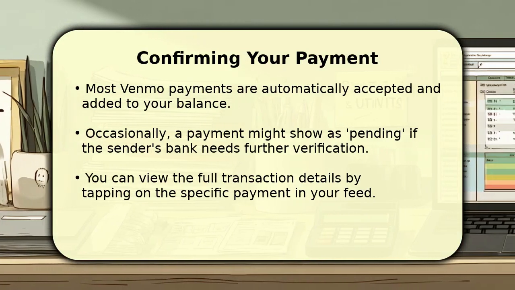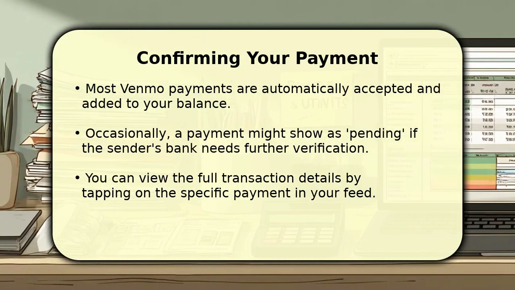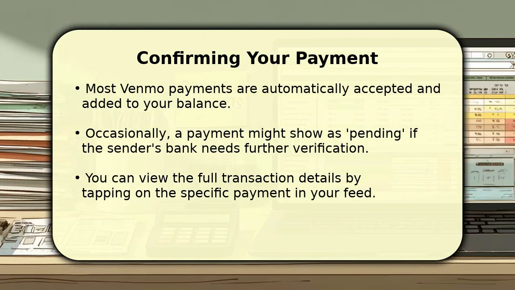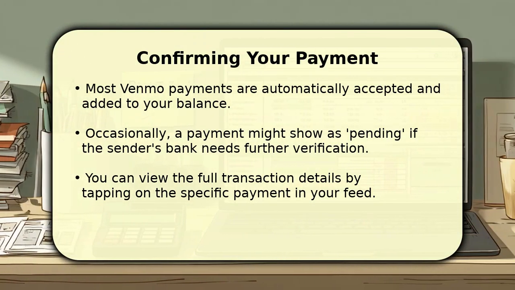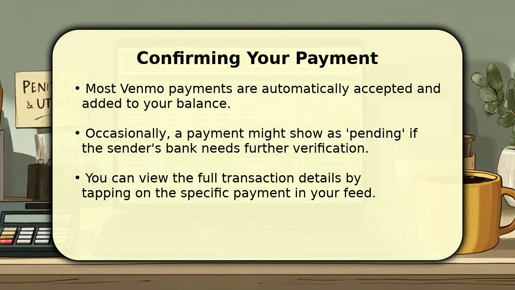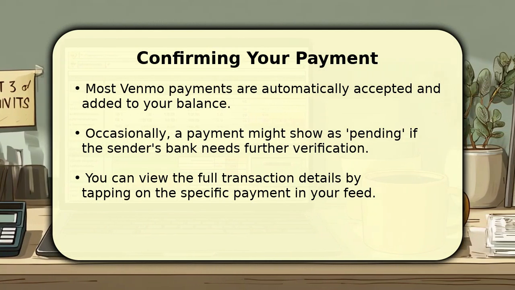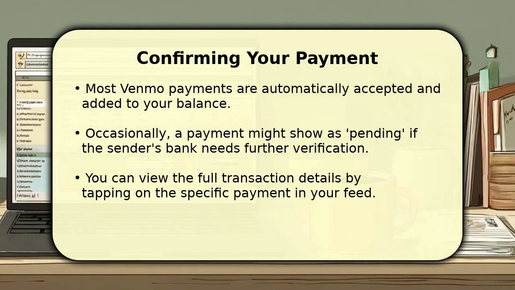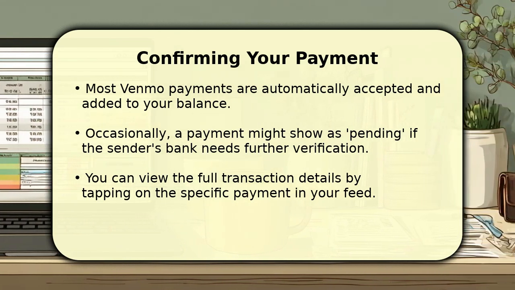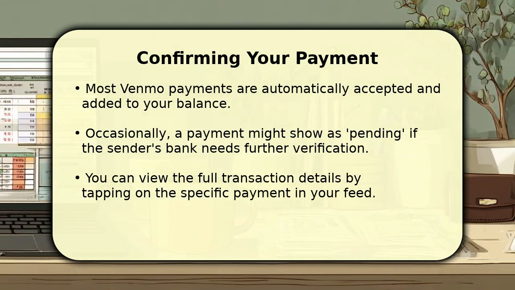Most Venmo payments are automatically accepted into your balance as soon as they are sent, so there is usually no extra step needed. However, sometimes a payment might show as pending if the sender's bank requires additional verification for the transaction. Simply tap on the specific payment in your feed to view its full details and status. The funds will clear once the verification is complete.